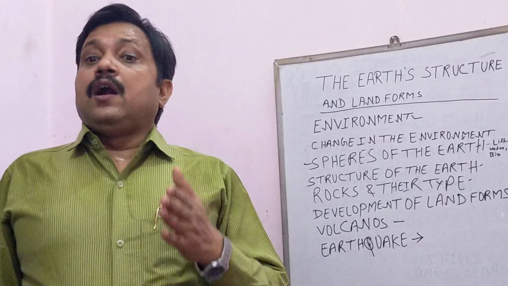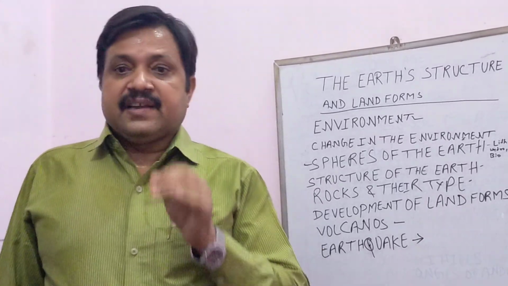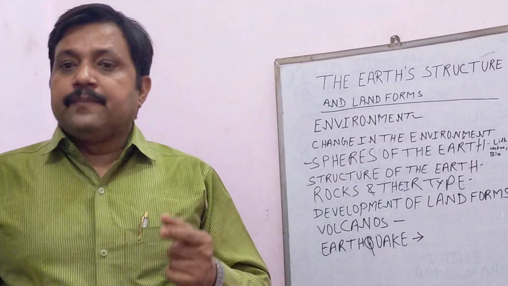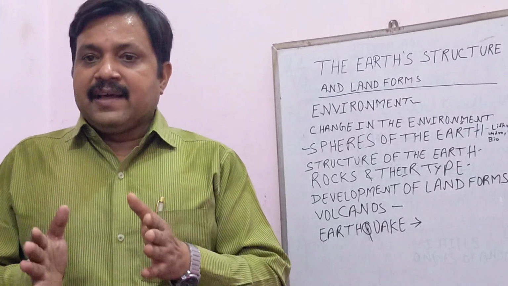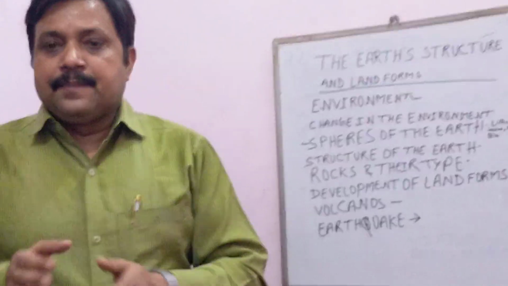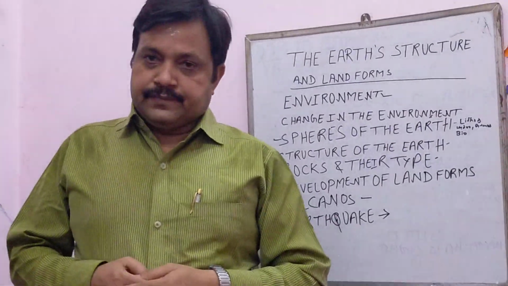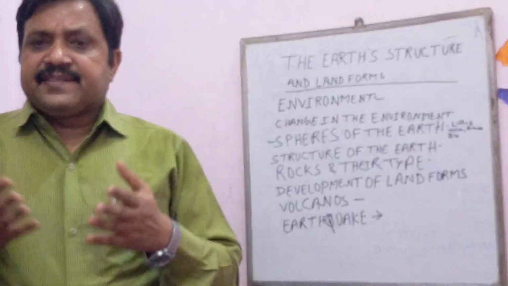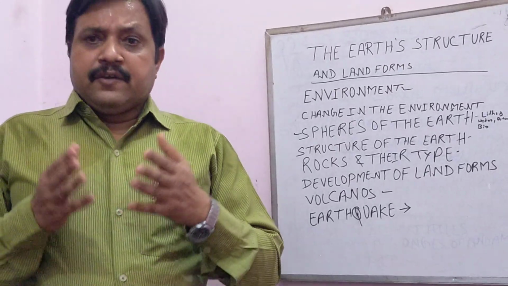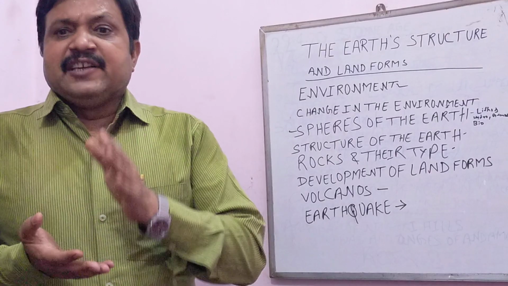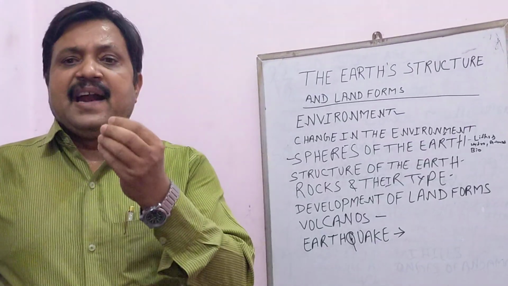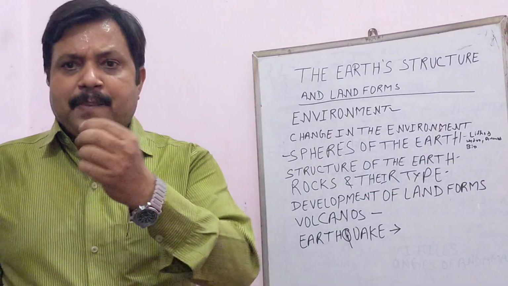Igneous rocks are called primary rocks because other types of rocks are formed from these rocks. Basalt, granite, dolerite are some of the examples of igneous rocks. Our second rock is sedimentary rocks, or you can also say that it's a type of rock which is made up of sediments, that is fragments, small particles.